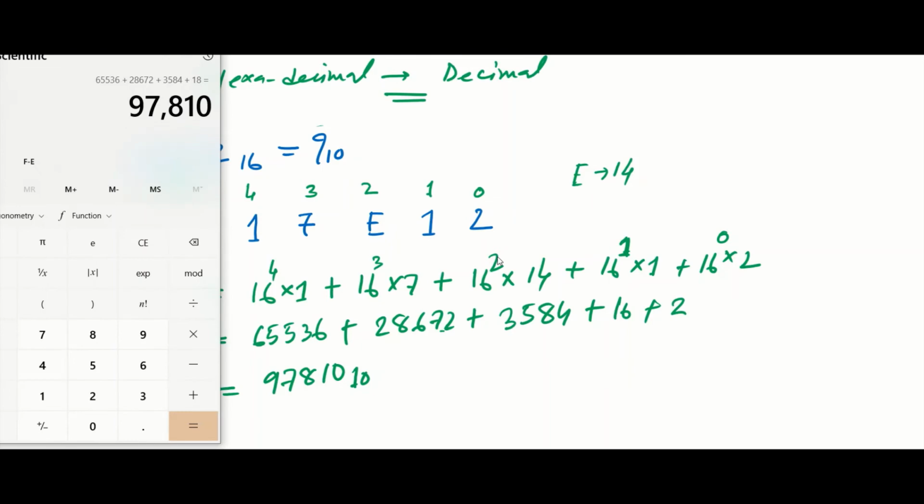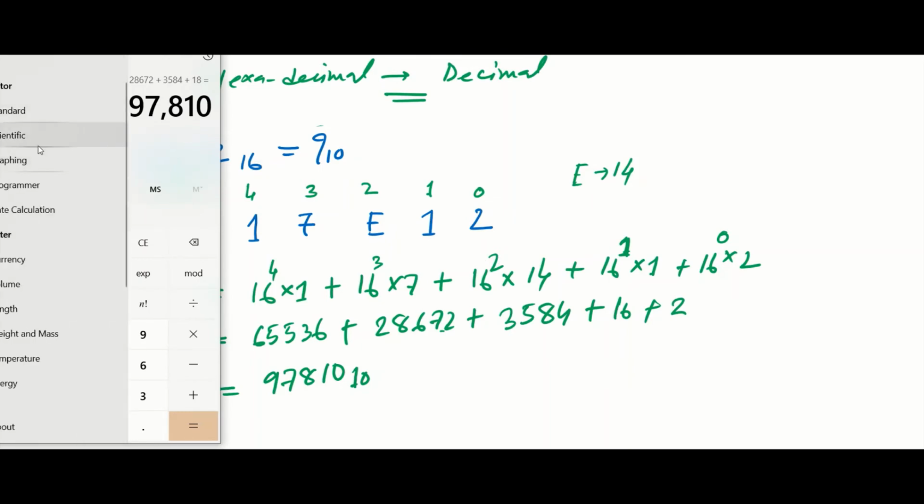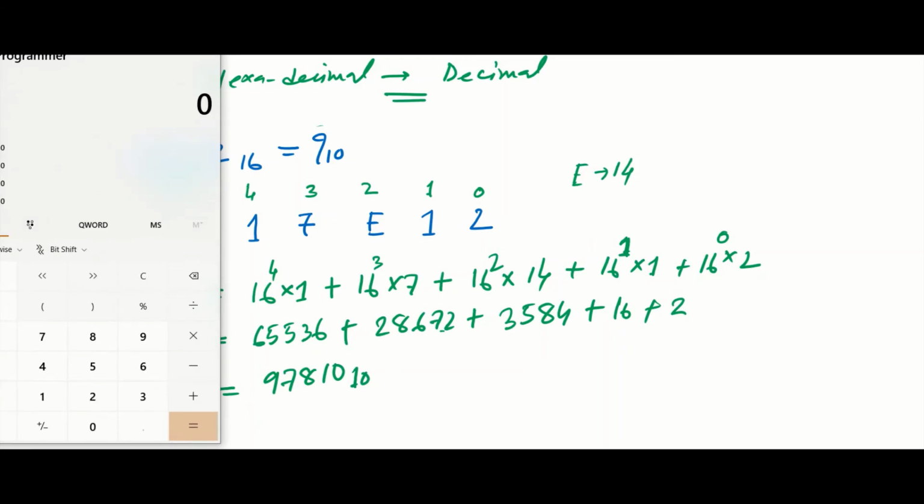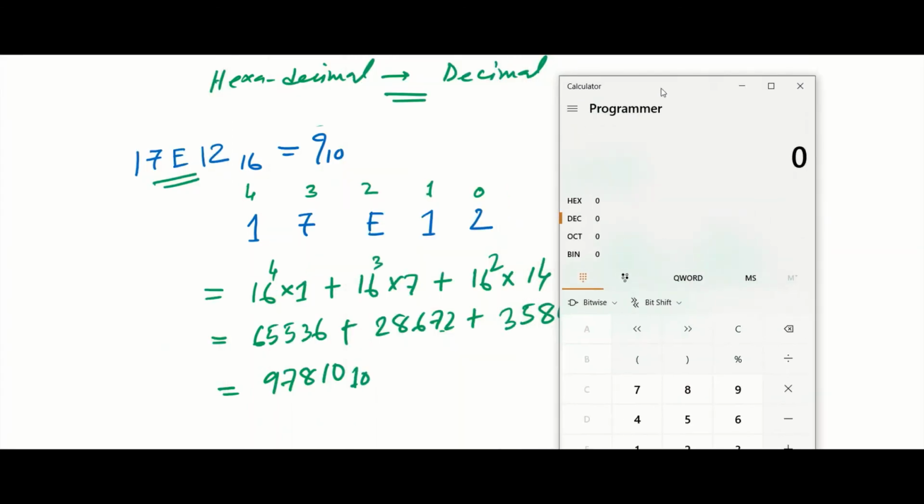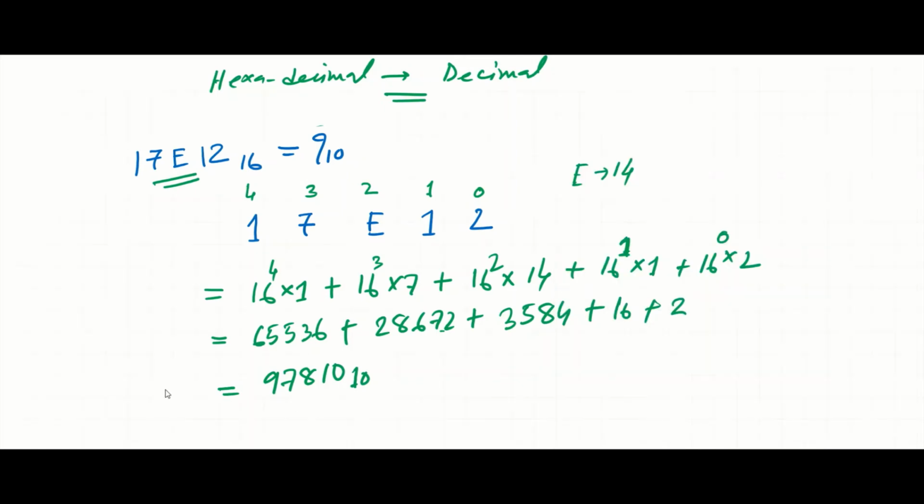So let us move back to the calculator of type programmer. Okay, and let's type this number in decimal, 97810. So here you can see the number in hexadecimal format, 17E12. Okay, so it is very straightforward to convert a hexadecimal number to decimal.